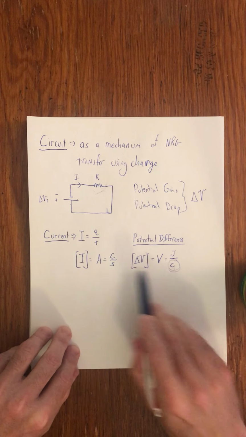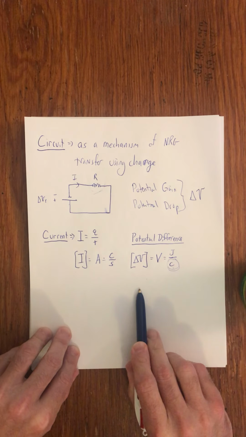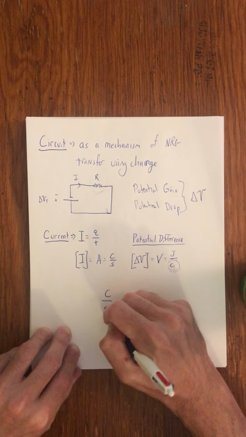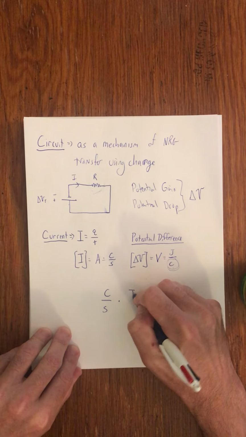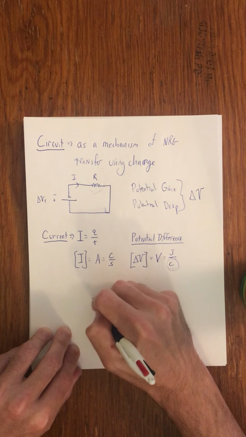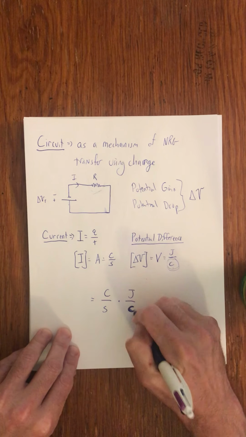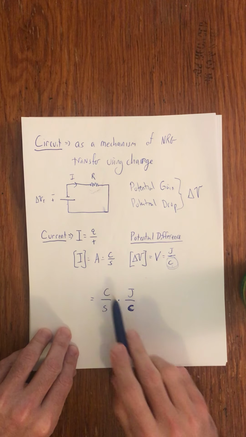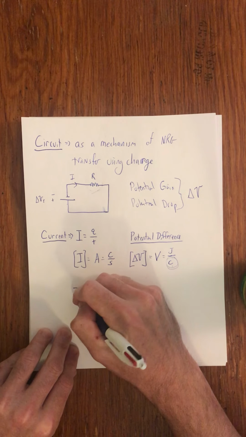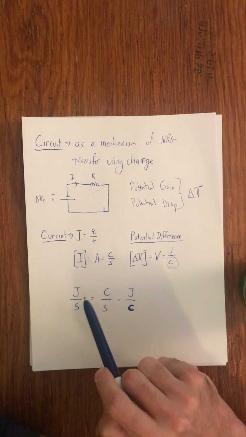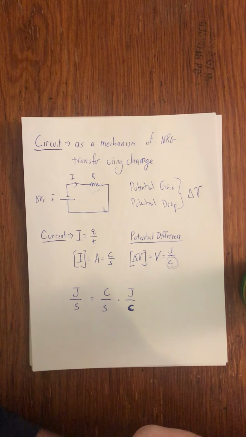Well, if we look at these two things together, notice what happens if I do a coulomb per second times a joule per coulomb. Doing the dimensional analysis, the coulombs would cancel out and I would get a joule per second. Now that's not an amount of energy, but it's getting us closer, right? A joule per second. What is a joule per second?